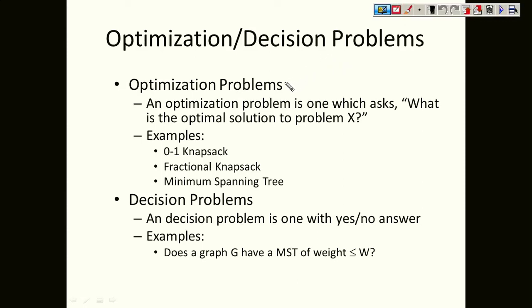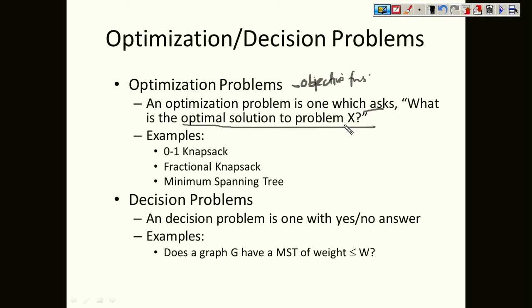Okay, then we have two categories of problem. We call them optimization and decision problems. An optimization problem basically has one objective function, and our objective is to either maximize or minimize this objective function. So in general, an optimization problem is one which asks what is the optimal solution to the problem X.